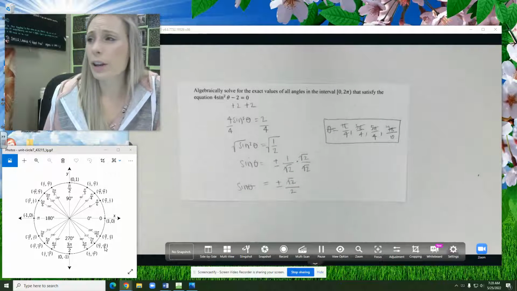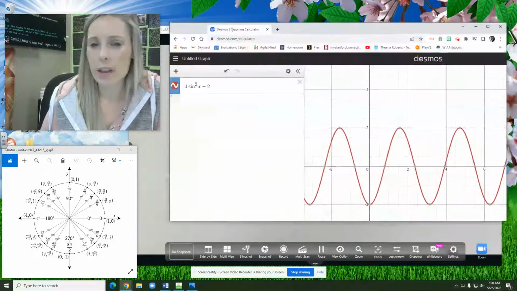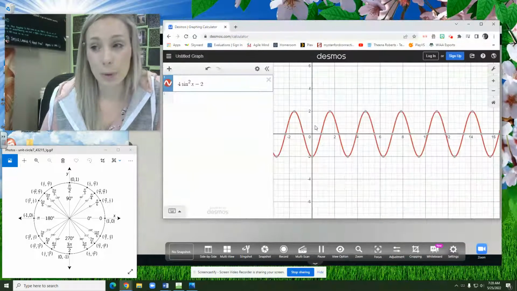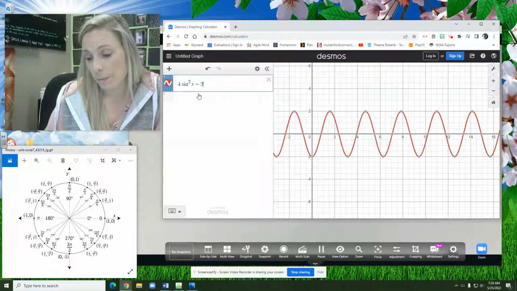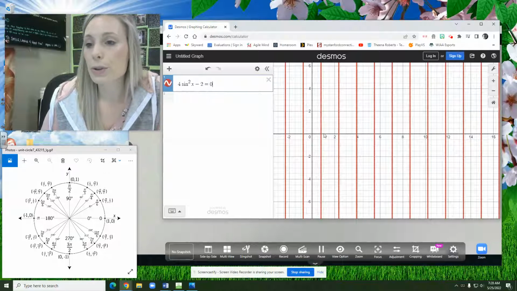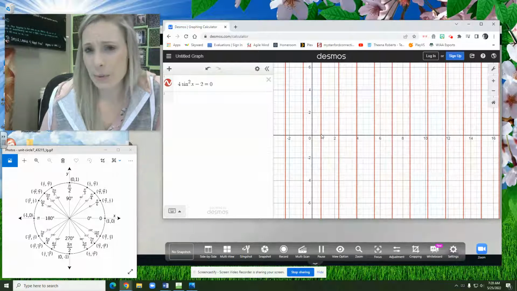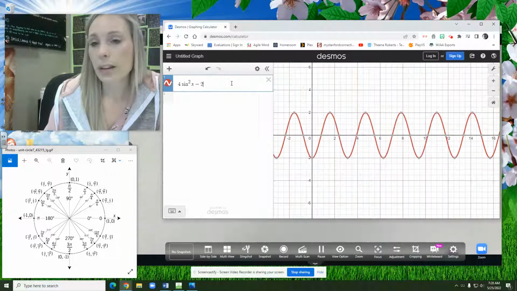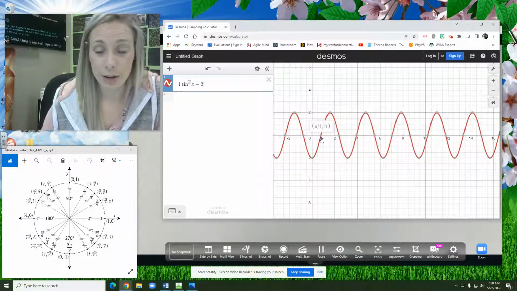Now, if you have a really hard time working through this, you can use Desmos to help you out. What I did here was I plugged in the equation: 4 times sine squared of x minus 2, and I know I want this to equal 0. If you put equal 0, it's going to put straight lines at all of the values. The problem is that Desmos then won't tell you what those values are. So you want to keep it like that, and then you're able to click at all these critical values.